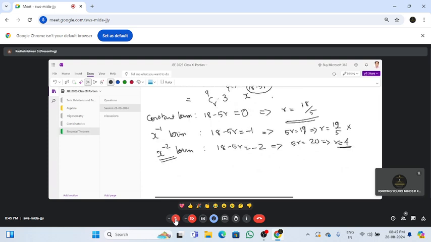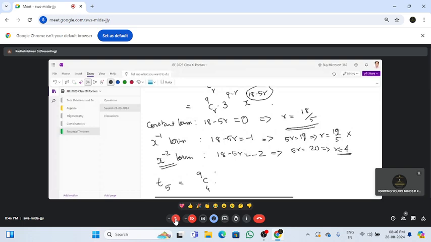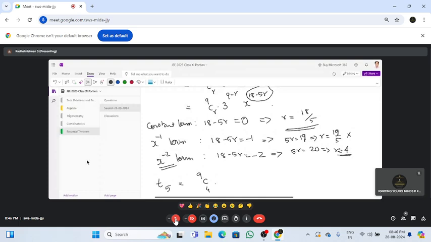So let us write that down. T5 equal to 9C4. I'm writing from here, okay? T(r+1) equal to 9Cr 3 power 9 minus r x power 18 minus 5r. So I'm just putting r equal to 4. Then T5 equal to 9C4 3 power 5 x power minus 2. Okay, so this is the coefficient: 9C4 into 3 power 5 into x power minus 2 is coming.